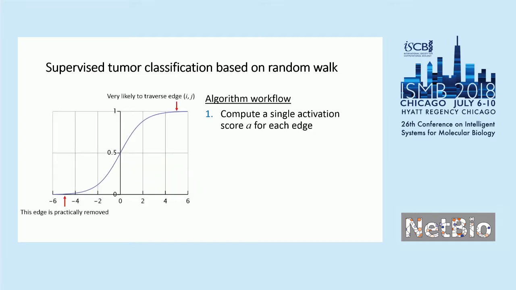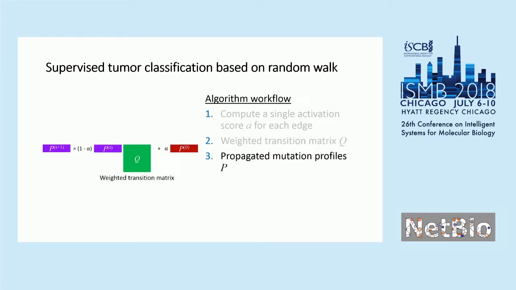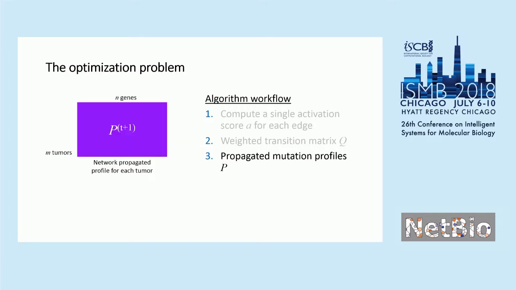So 0 means that the edge is practically removed from the network propagation, and 1 means that the random walk is very likely to traverse through this edge. Having computed an activation score for each edge, we then plugged in those edge features to compute a weighted transition matrix. Based on this weighted matrix, we propagate the mutation profiles until convergence to calculate the propagated mutation profile.